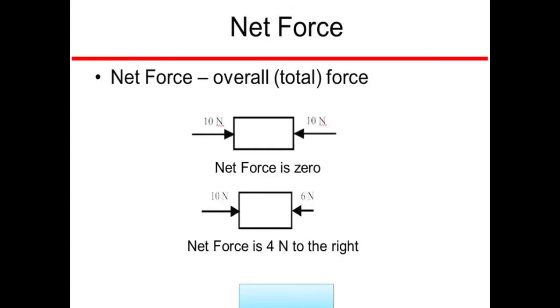Now look at these two examples given here. Net force or the overall force, or we can use resultant force. Now 10 Newton in the opposite direction. So the net force is 0. The second picture shows 10 Newton and 6 Newton, again in opposite directions. So the net force is 4 Newton to the right.